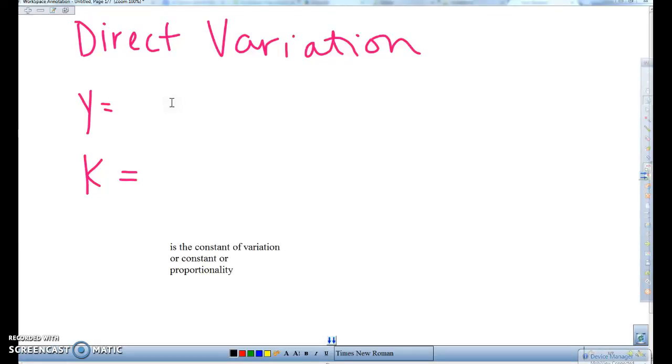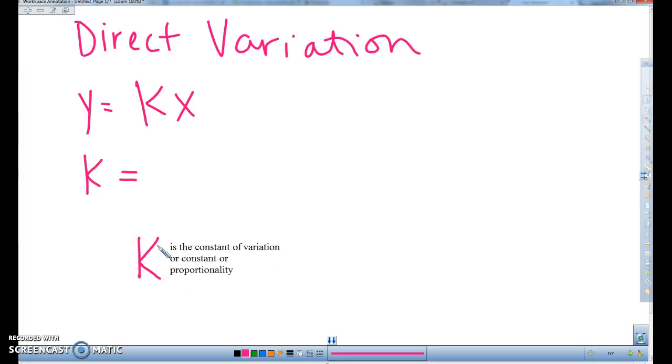Okay, today we're talking about direct variation. My doodle notes aren't popping up on my screen, so I'm just going to write them with this. The first thing we need to know is the equation for y. In direct variation, y is going to equal kx. K is going to be that constant of variation or constant of proportionality.